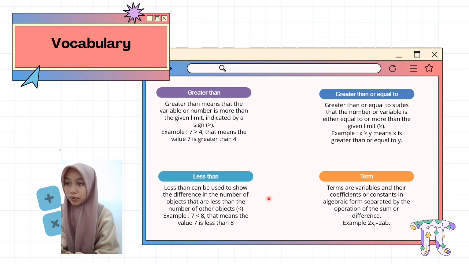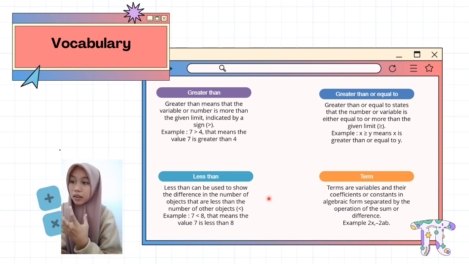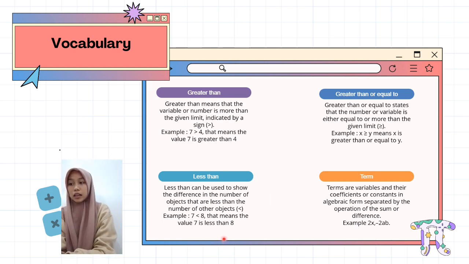Next we have less than. Less than, in Indonesian we say kurang dari. Less than can be used to show the difference in the number of objects that are less than the number of the other objects, with a sign like this. Example, 7 less than 8. That means the value 7 is less than 8.